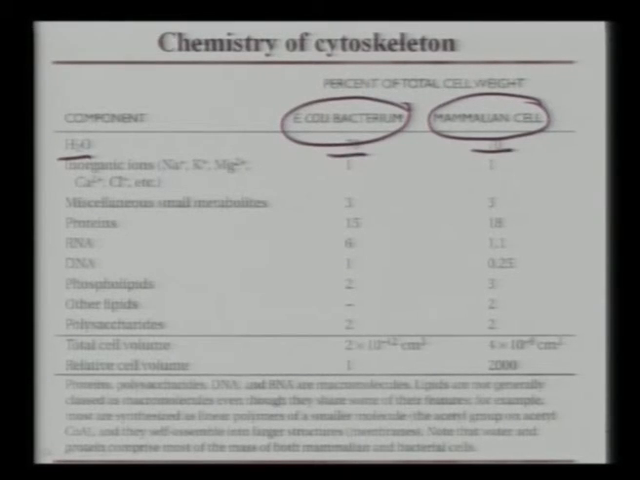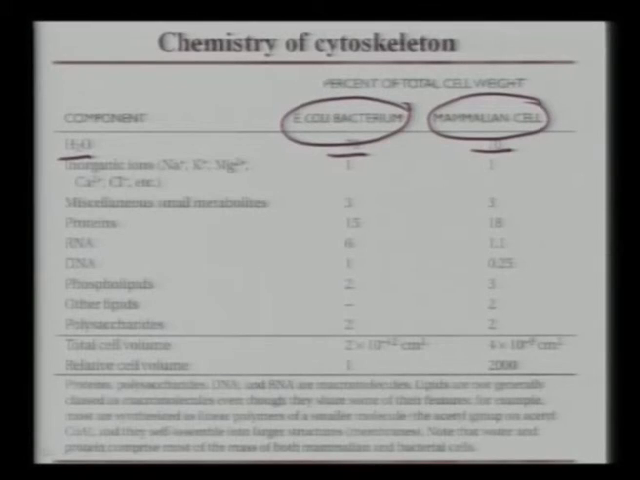So the cytoskeleton is essentially a water-rich environment. Then what is important here is the protein content, 15 to 18%, and then the rest is polysaccharides or phospholipids or DNA or RNA. So in the case of the E. coli bacteria, your DNA and RNA are all in the cytoplasm, but in the case of mammalian cells, your DNA and RNA are mostly enclosed in the nucleus.